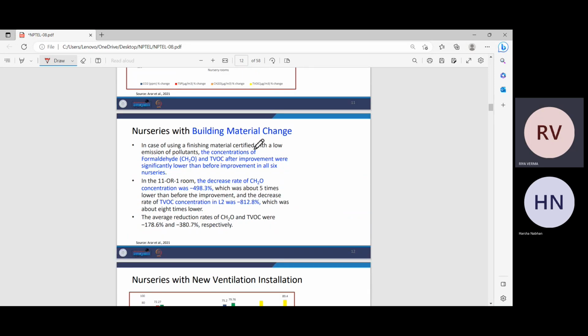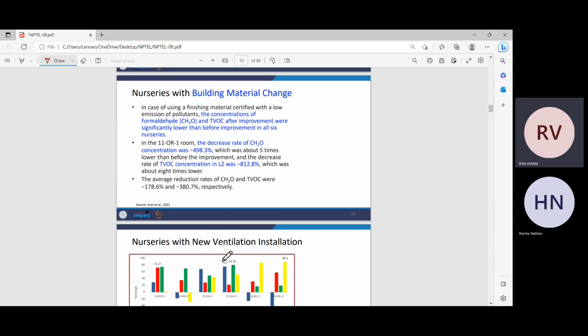Then the nurseries with building materials change. See, it is very significant that by changing the building materials, the major improvement will be in the reduction of the formaldehyde and VOCs. The decrease in the rate of formaldehyde concentration was 498.3%, which was about 5 times lower than before the improvement. And the TVOC concentration was 812.8%, about 8 times lower than before. So this is with the building materials change.